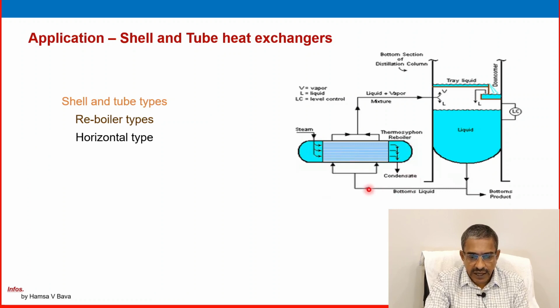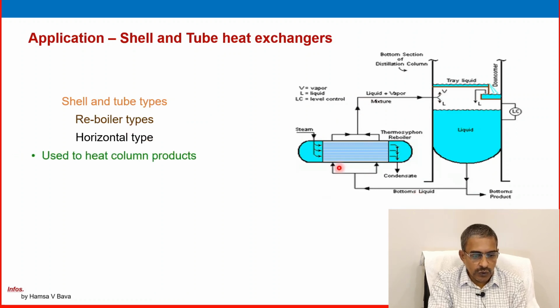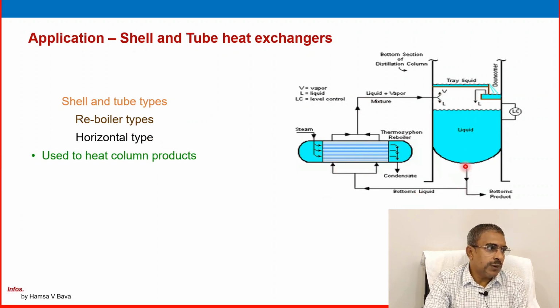Reboiler means the bottom liquid is entering at liquid stage and it is expanding, receiving the heat from the steam and converting to vapor phase. So a liquid and vapor mixture enters here. That's why it is called a reboiler type. It is used to heat the column product. This product we are heating. This is used in absorbers, distillation columns and strippers.